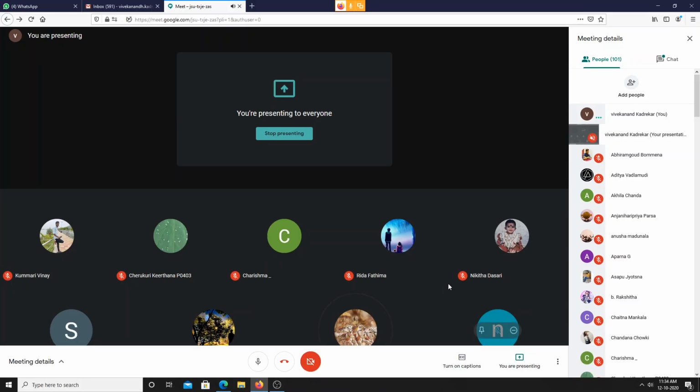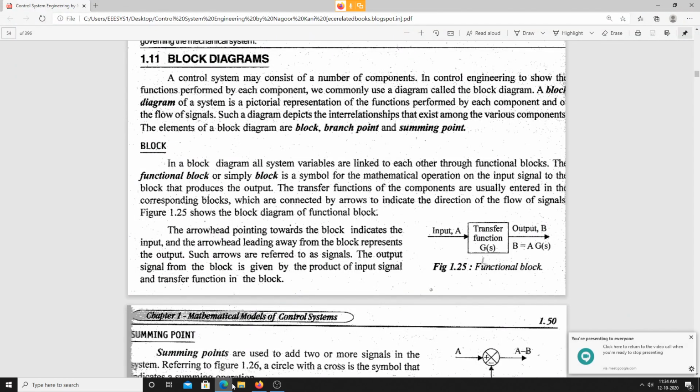Okay. In the last class, we started our discussion on block diagrams. So what is a block diagram? It is a pictorial representation of a physical system. A block diagram gives a pictorial representation of a physical system, and it might be any type of system.